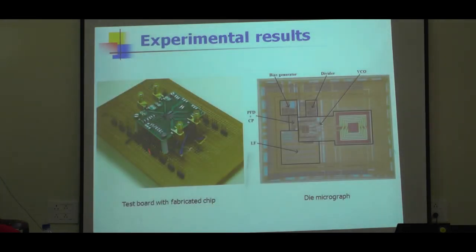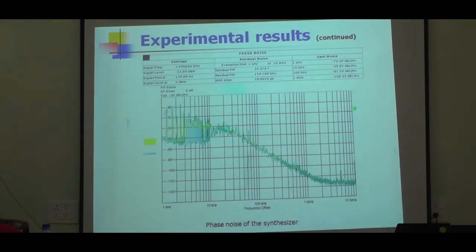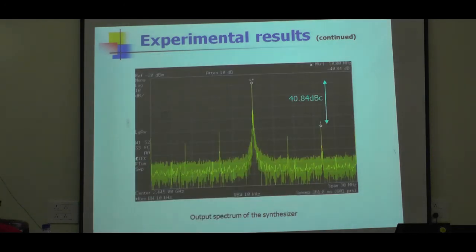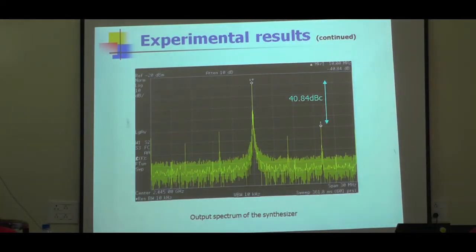If you have a board like that, this is a complete test chip for the frequency synthesizer, and this area is 1 millimeter by 1 millimeter. And if you look at the phase noise performance, you can measure it with the spectrum analyzer with a special program in it, so you can measure this phase noise performance with the loop bandwidth and so on. And this is the performance, so you can look at the spurs, right? The spur is 40.84 dBc. So that is not good. I want minus 60 dBc kind of a spur.